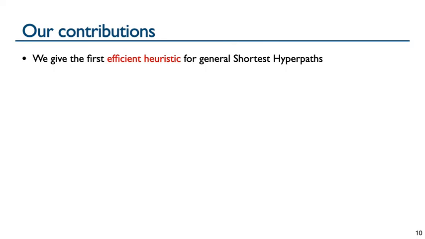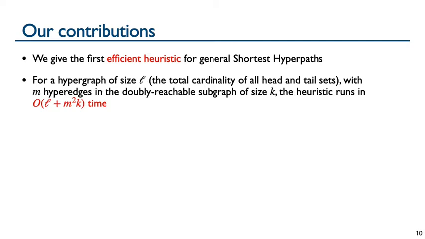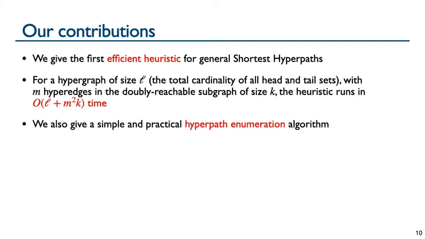In this work, we give the first efficient heuristic for general shortest hyperpaths that can contain cycles. Our heuristic is efficient. For a hypergraph of size L, which is the total cardinality of all head and tail sets, with M hyperedges in a doubly reachable subgraph, which I explain on the next slide, of size K, the heuristic runs in big O L plus M squared times K time. In practice, the doubly reachable set is much smaller than the full hypergraph, so the superlinear portion of the computation is over a small subgraph. We also give a simple and practical hyperpath enumeration algorithm, which allows us to tractably measure how close our heuristic is to optimal.